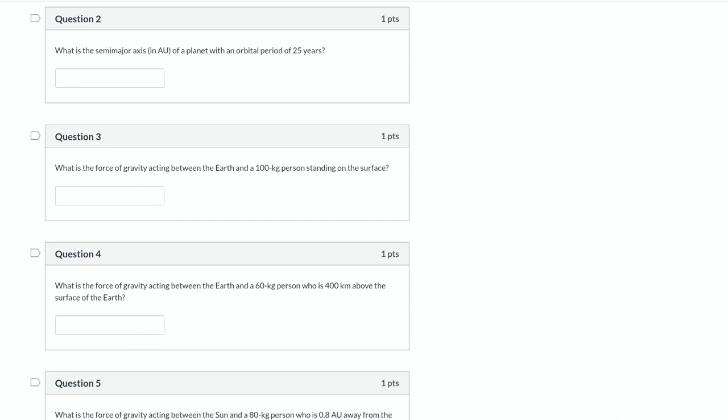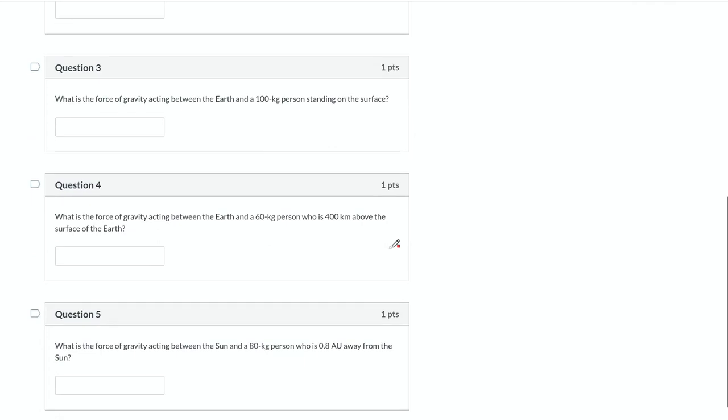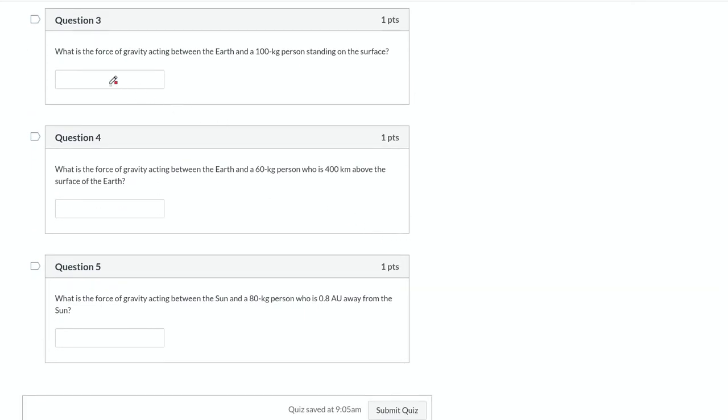I think these are some of the hardest in the whole class, so certainly don't feel bad about that. Certainly the equation is the most complicated, but we'll figure it out. It says, what is the force of gravity acting between the Earth and a 100 kilogram person standing on the surface of the Earth? So it's asking about the force of gravity. You'll see all three of these do. So I know what equation I'm going to use, and we might just start by writing that equation.